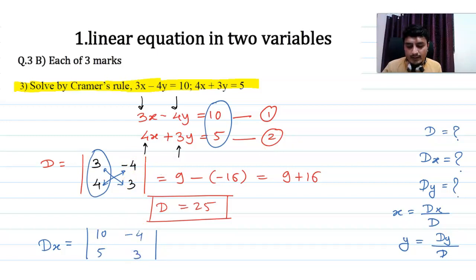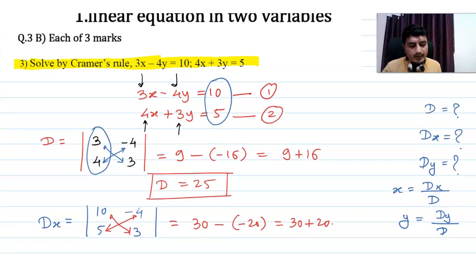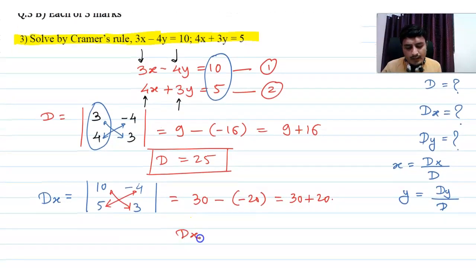Try to simplify the determinant. Principal diagonal elements are multiplied: 10 3s are 30, minus 5 4s are 20, so minus minus 20 becomes plus 20. So 30 plus 20 becomes 50. So the value of Dx we have is 50.